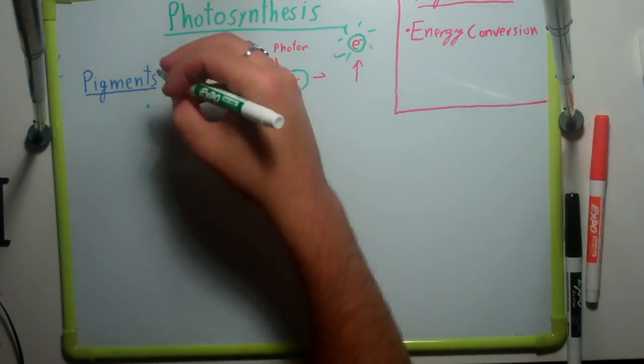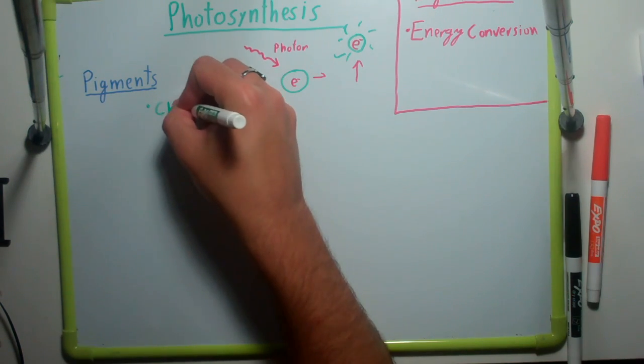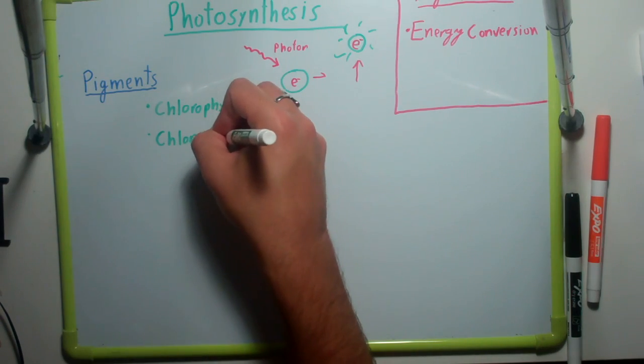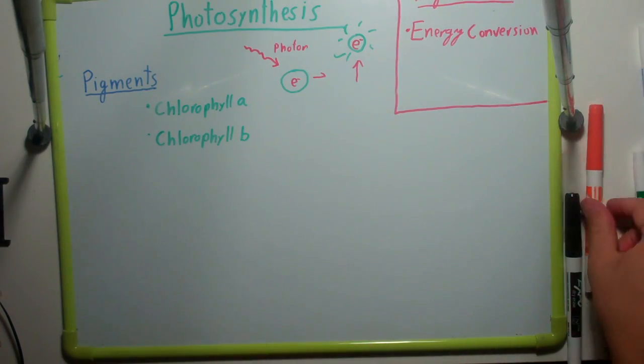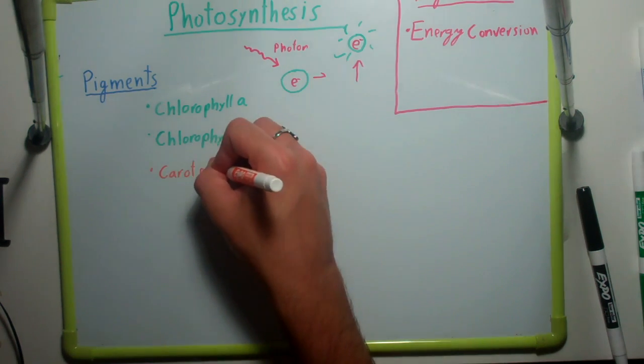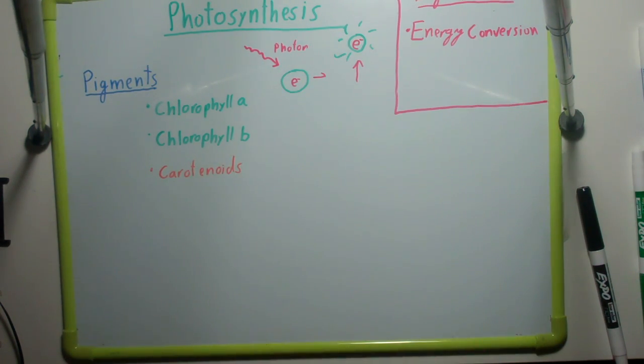Plants have several different types of pigments. The most common of these, which makes plants green, are called chlorophyll. And there's two types that are very similar, chlorophyll A and B. And there's also another group called the carotenoids, which kind of gives them a bit of an orangish hue, although they're a lot less common than chlorophyll.